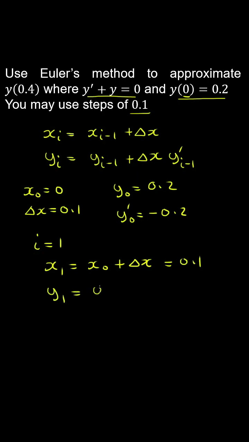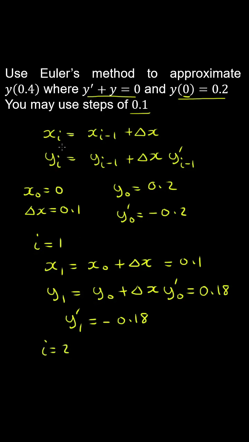And y1 is y0 plus delta x by y dash 0. So that will be 0.2 plus 0.1 by minus 0.2, which is 0.18. And therefore the derivative, y dash 1, is equal to minus y1 according to this differential equation. So that will be minus 0.18. And now you can set i equals 2 and then calculate x2 and y2 and y dash 2 using these previous values and keep stepping through until x is equal to 0.4. So you can calculate y of 0.4 and post your answer in the comments.